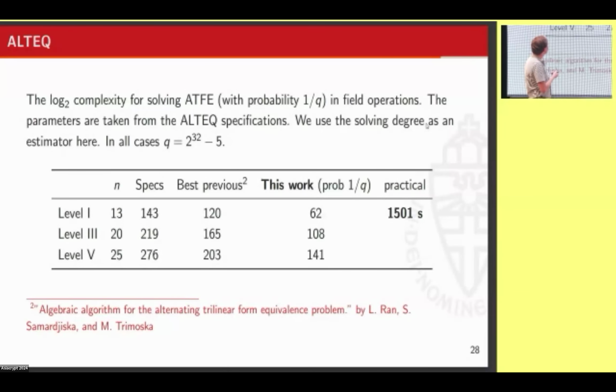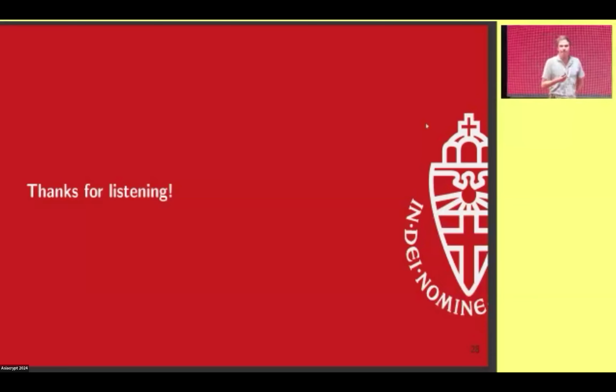And then for ALTEC, finally, the results were a little bit worse because there we were able to break practically in half an hour the level 1 parameters in 1 over Q of the cases. Of course, ALTEC uses Q is 2 to the 32, so there's a lot fewer weak keys, but the keys that do have this weakness can be practically broken. And then for the other levels, it's as well. So thank you for listening, and I'm happy to take any questions.